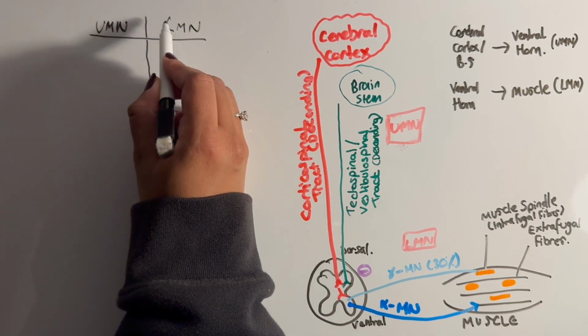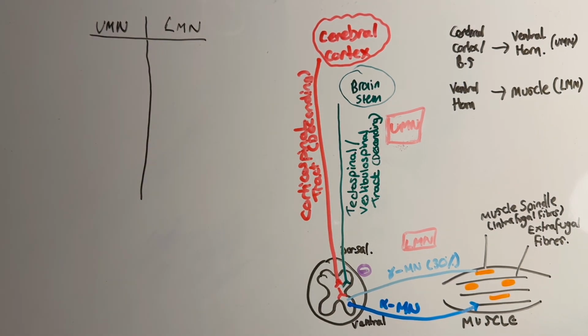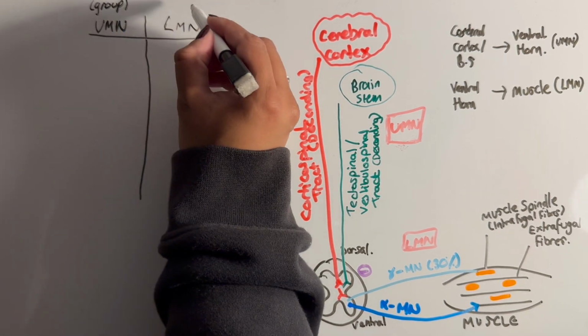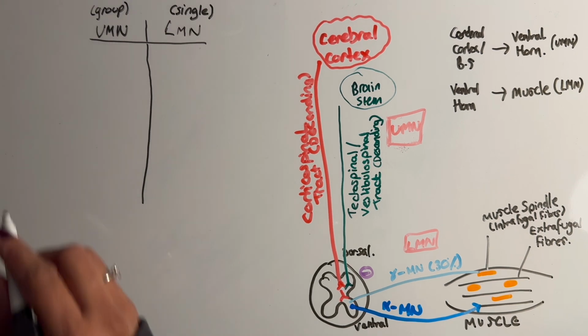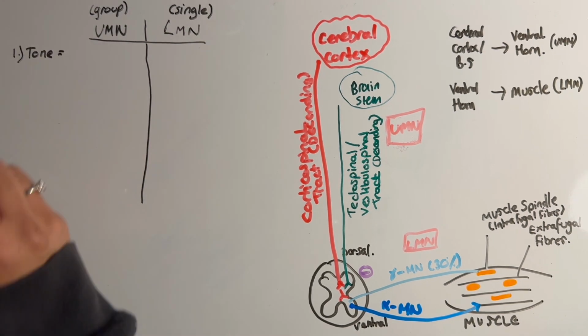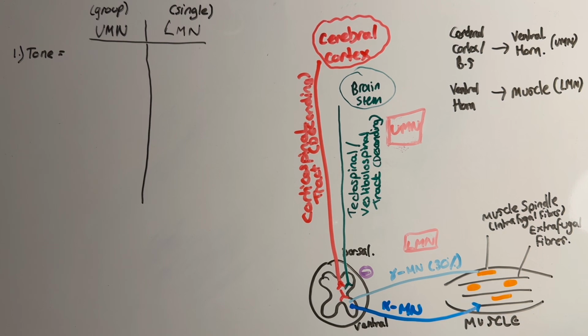So now let's compare upper motor neuron and lower motor neuron lesions. For upper motor neuron, you need to understand that because it's a tract, it will innervate a group of muscles, whereas when we're looking at lower motor neurons, we're usually talking about one set of muscles. So now let's look at the tone. Tone basically means the resistance offered by a muscle during passive stretch or elongation. So if we're passively moving or elongating a muscle, it just shows how much resistance we will feel.